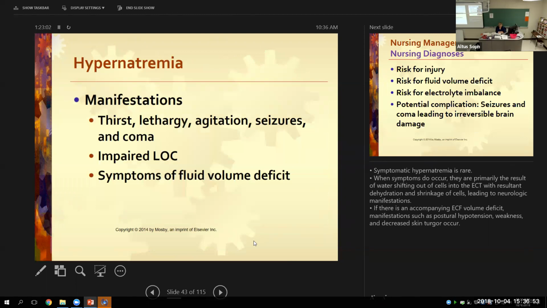So what are some signs that you might see in a patient who has hypernatremia? They should be thirsty. Very possibly they can be lethargic, they could be very agitated, and it can lead to seizures and coma. They probably will have an impaired level of consciousness, and they probably will have symptoms of fluid volume deficit. So they may have tinting of the skin. They probably will not have edema, although they can.